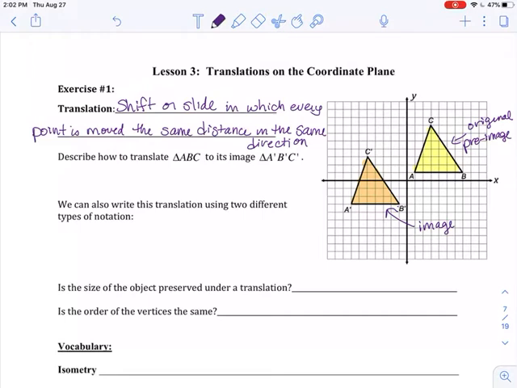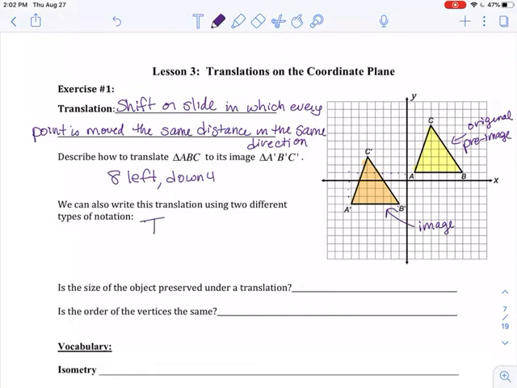So all you have to do is count. To go from A to A prime, I moved 1, 2, 3, 4, 5, 6, 7, 8 to the left, and 1, 2, 3, 4 down. So I moved 8 to the left and down 4. And it's going to be the same thing for B and C. I'm going to move 8 to the left and down 4.